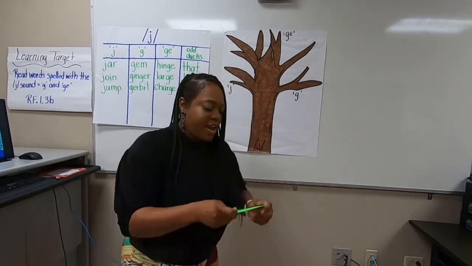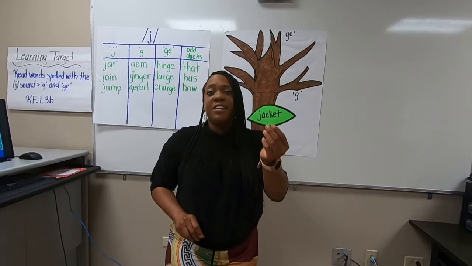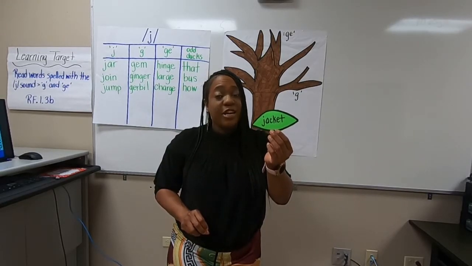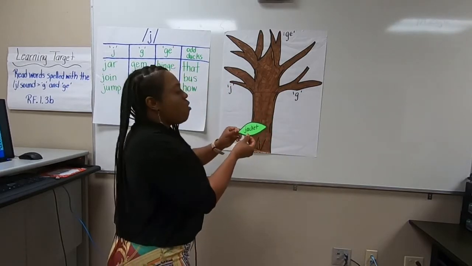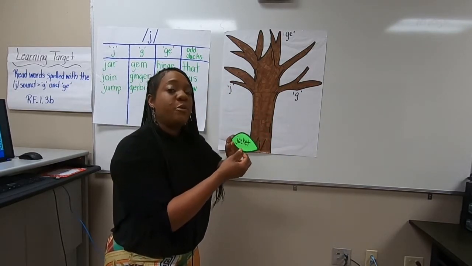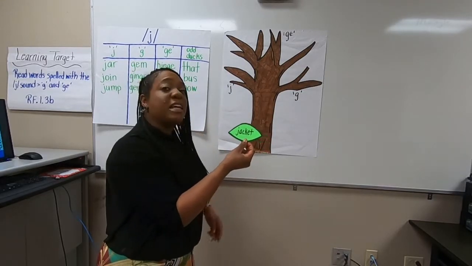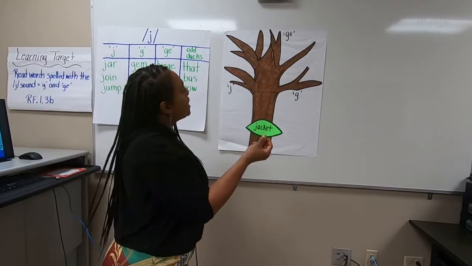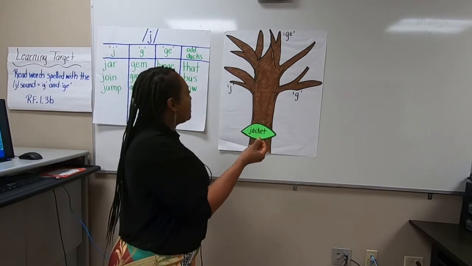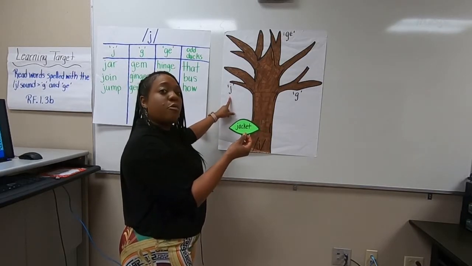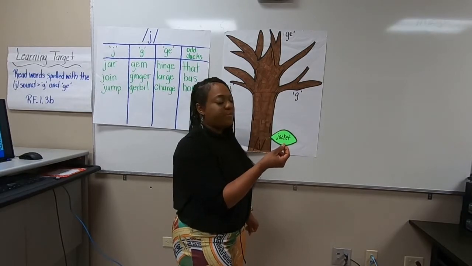All right. Here's our first word, and our word is jacket. Can you say jacket? Very good. Where do you hear the J sound? Very good. You hear it at the beginning of the word. So we know that if we have it at the beginning of the word, it's either going to be the J with the letter J or J with the letter G.